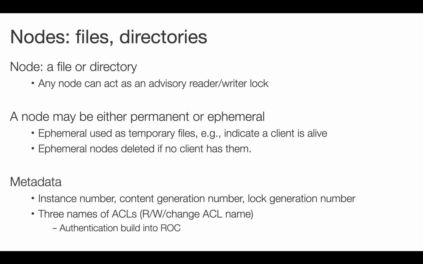A node has metadata. Metadata includes an instance number, which increases for the same name; a content generation number, which increases any time content is overwritten; and a log generation number, which increases when log transitions are free from health. It also contains access control list names on nodes, used to control reading, writing, and tracking changes on the access control list names for the node.